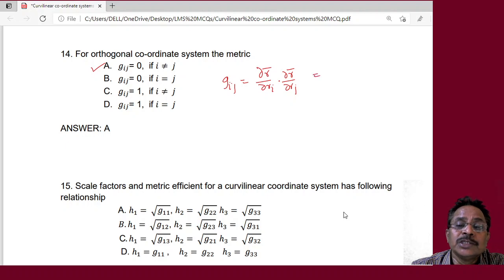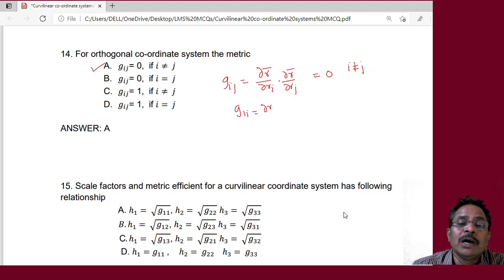This product must be equal to 0. So this will be possible only when i is not equal to j, and therefore this metric coefficient gij will be equal to 0 provided i is not equal to j. Therefore this is the requirement of every orthogonal curvilinear coordinate system.